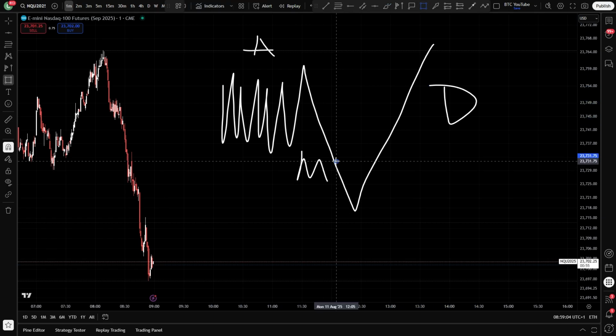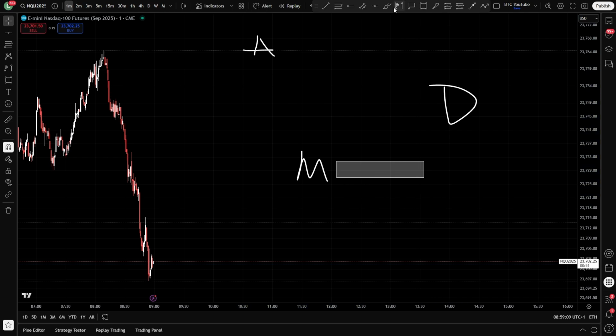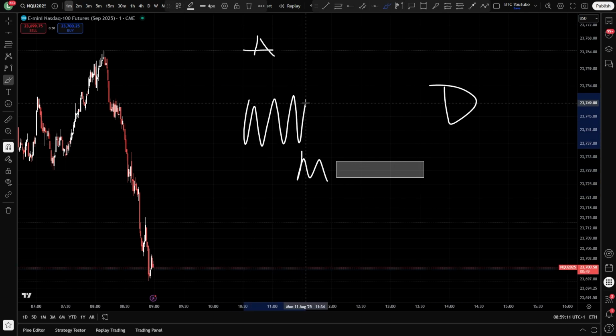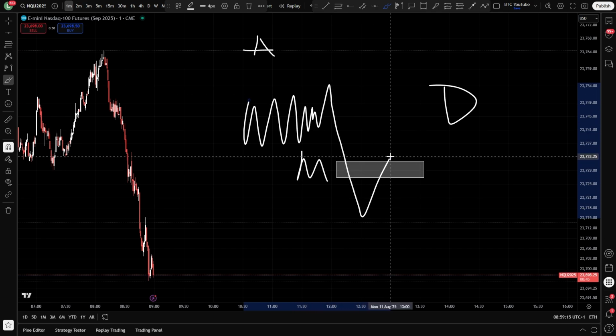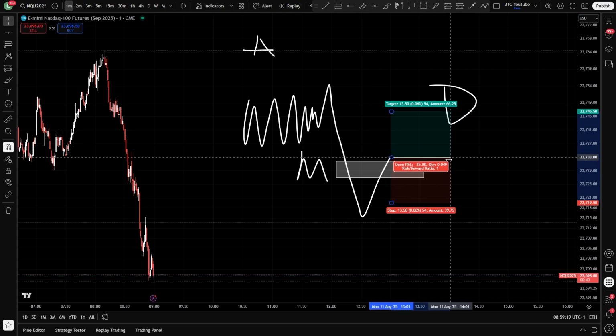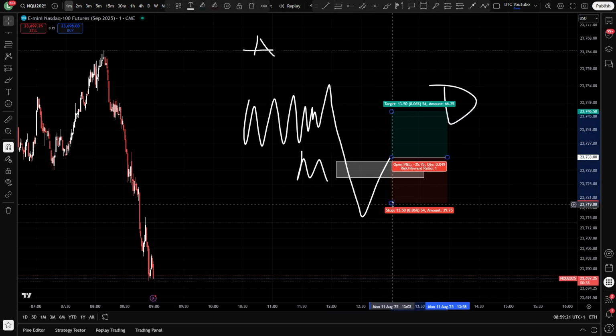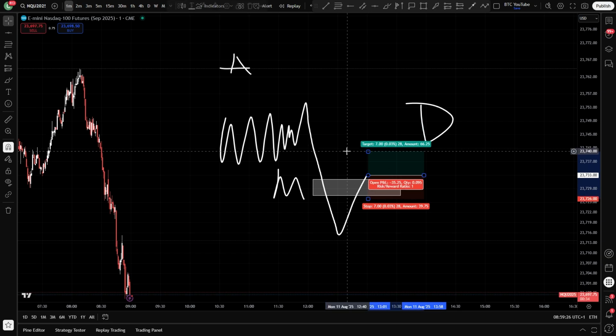I'm just looking to get in on a nice inverted fair value gap back to the upside on the way back up. So you've got your accumulation doing something like this. You get your manipulation down, and then you're looking to enter as you invert a fair value gap back to the upside like this. Really, really easy strategy.